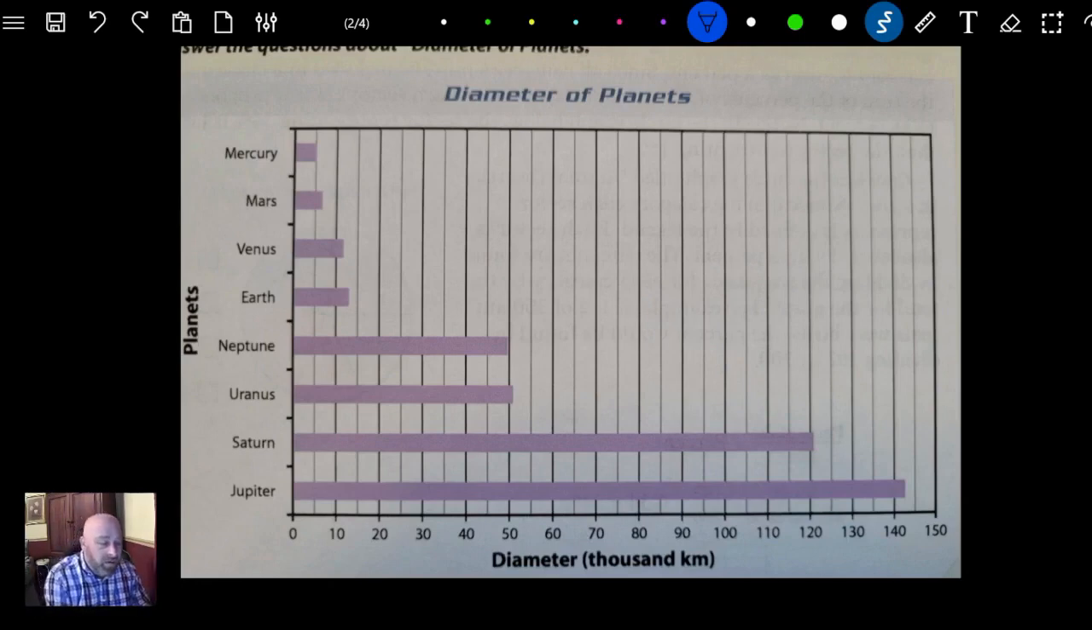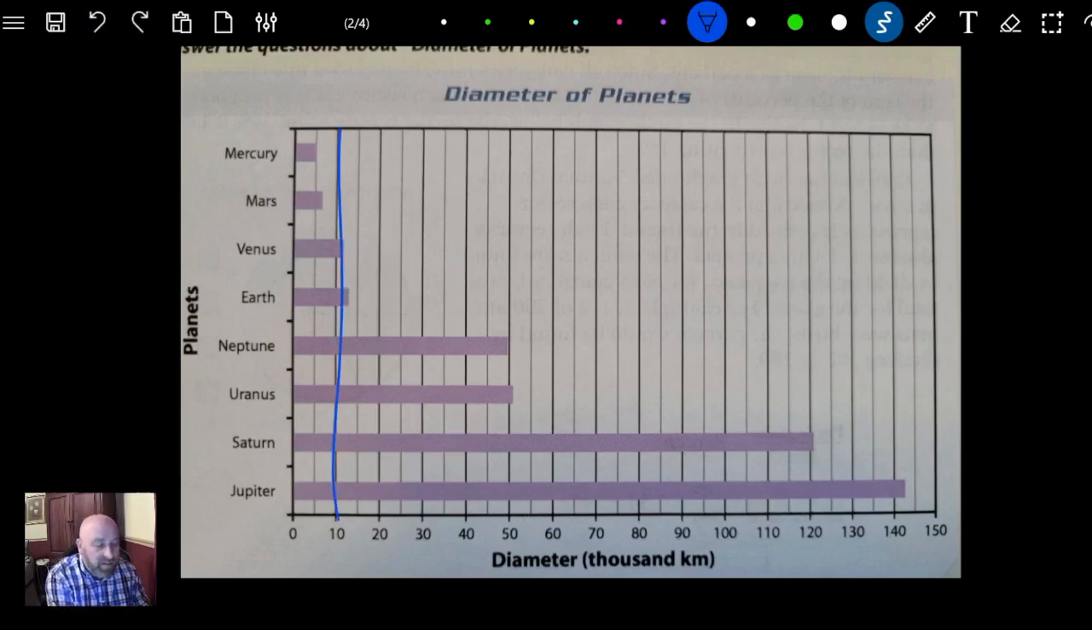So the diameter of the planet is, okay, here's our planet. That's a goofy looking planet, but the diameter is the distance through the planet, from one side of the planet to the other. That's the diameter through the center of the planet. All right, so as you can see, Mercury is the smallest planet. How do you know that? Because you're following these grid lines, right?